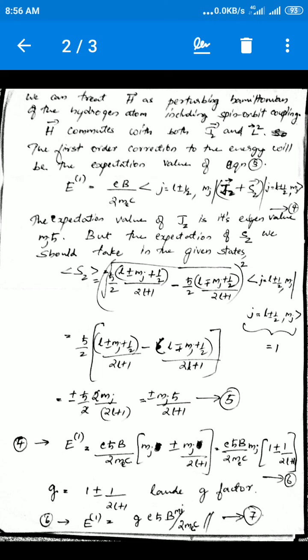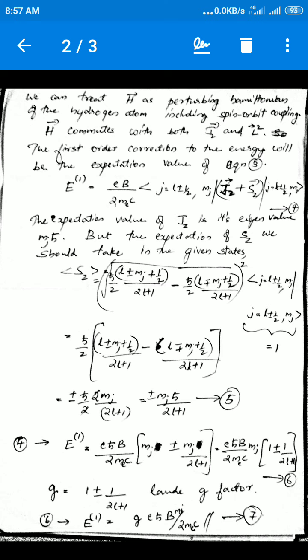After simplifying, you will get h cut by 2 times mj by (2l plus 1). The 2 will get cancelled and you will get plus or minus mj h cut by (2l plus 1), which is equation number 5. So we have got the Sz expectation in equation 5. Now we have to substitute 5 in 4.